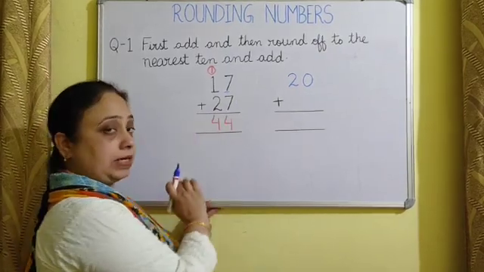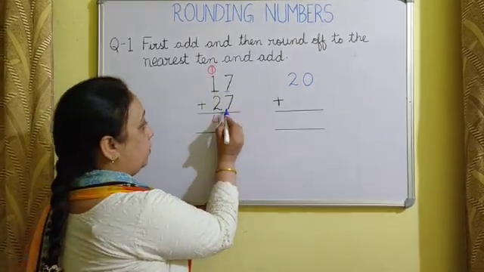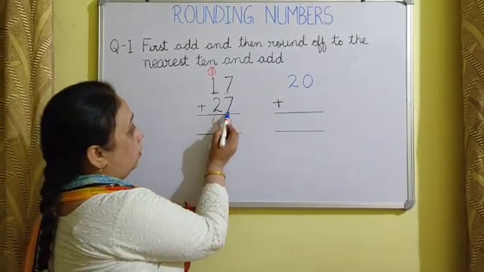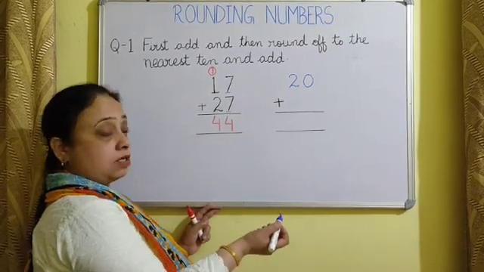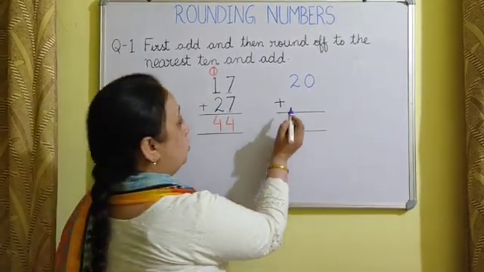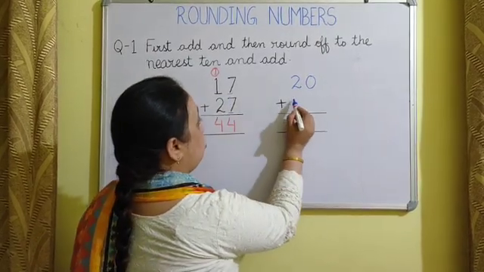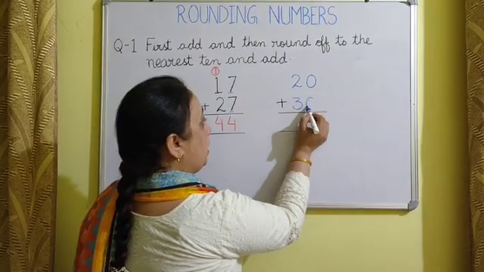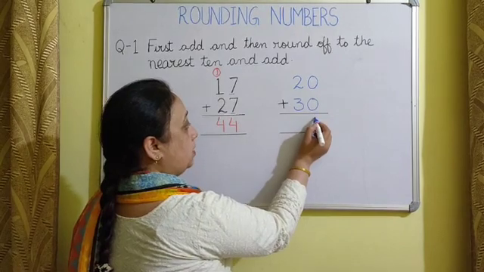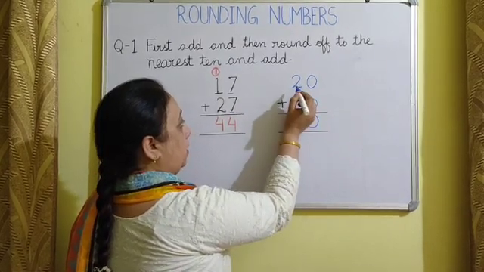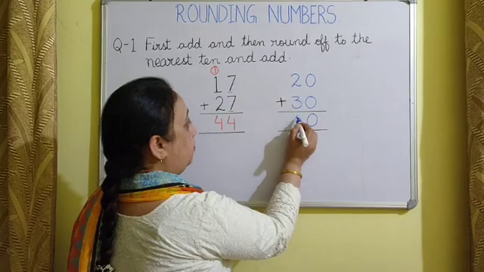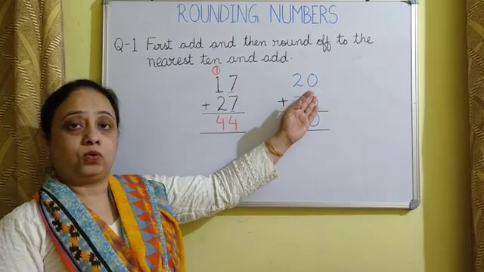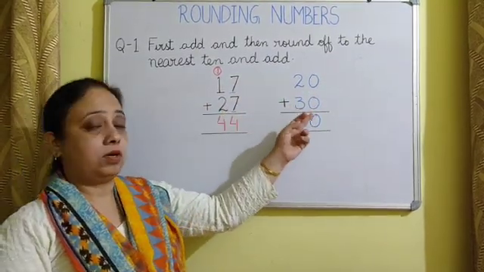Then we have to round off 27. Again, we have to look to the right of the tens place because we have to round off to the nearest 10. This digit is more than 5 again. So we will add 1 to the digit in the tens place. 2 plus 1 is 3. And in place of 7, we are going to write 0 here. 0 plus 0 is 0, and 2 plus 3 is 5. So when we round off 17, it is rounded off to 20 and 27 is rounded off to 30.